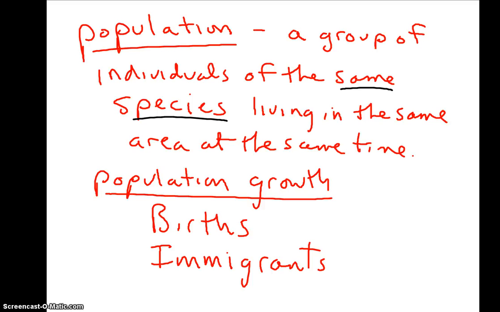Number one is going to be births, so the number of new individuals that are born into that population, and then also immigrants, so individuals that will migrate into that population. And with the human population, it's very easy to see that there are people coming into the United States or any country that you can think of. People are going to move, so there's immigration.